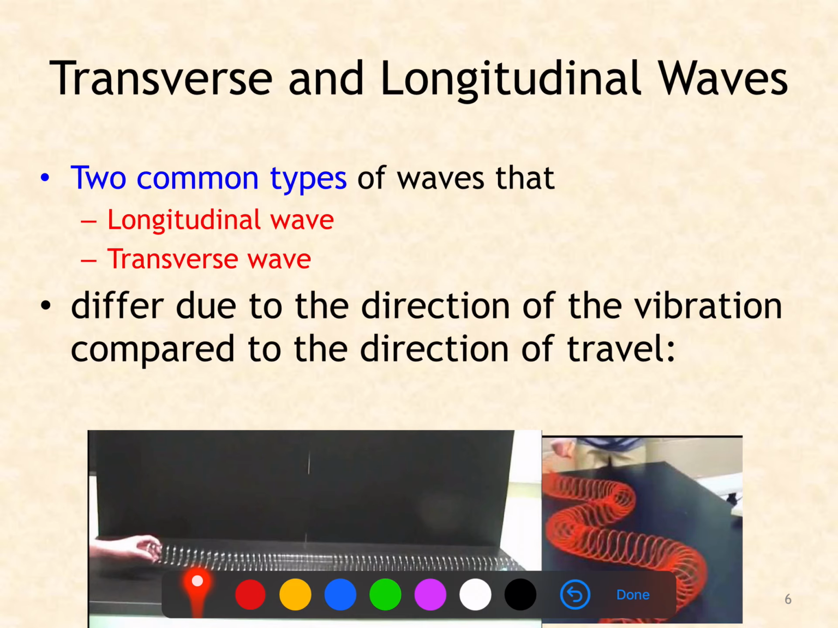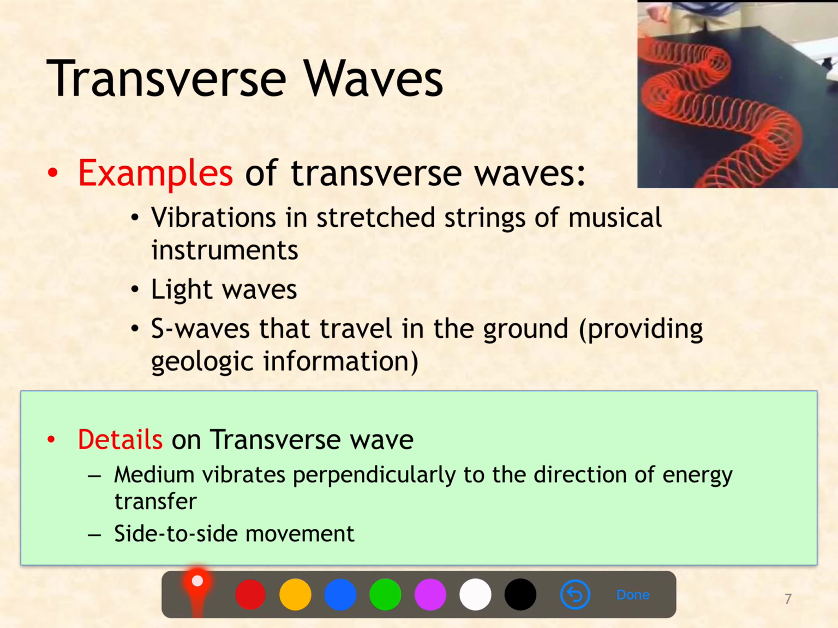The main distinction between the two is where is the disturbance compared to the direction of travel. What I mean by that is that transverse waves are waves in which the disturbance is perpendicular to the direction of travel. So if the direction of travel of the wave, say down this slinky, is this direction, you see that the disturbance is perpendicular to that.